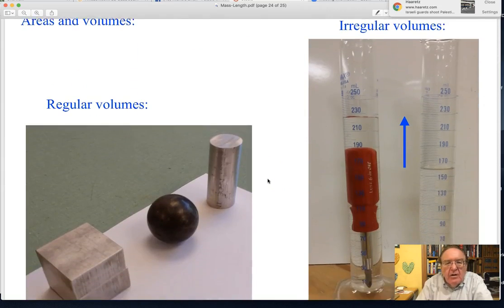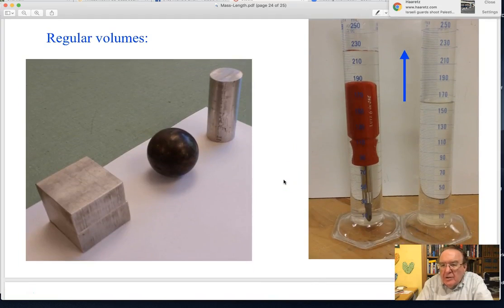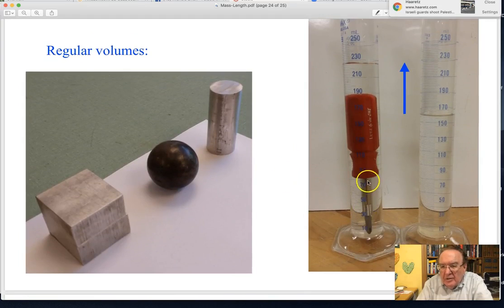Now we won't do much of this, but there are areas and volumes, and here are some regular volumes. There's a cube, a sphere, and a cylinder. Those are regular volumes, and there are formulas for the volume of these. If you have an irregular object, for example, here's a screwdriver, if you immerse it in water, the volume of water it displaces is its volume. So here's a graduated cylinder. The water level is about 160 milliliters, which is a cubic centimeter. And then you put the screwdriver inside, and the water level goes up to about 220 or 222 milliliters.